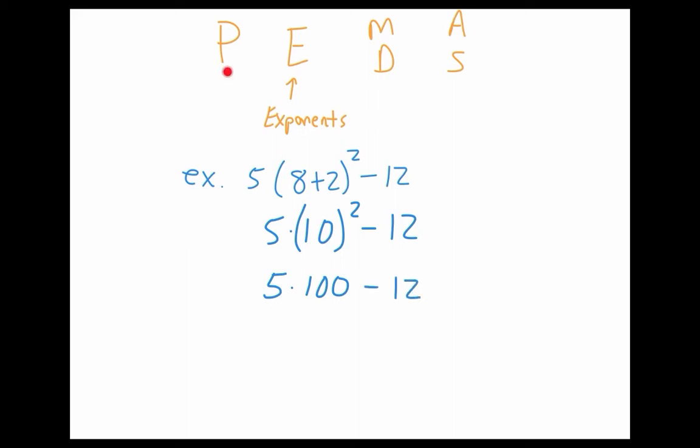So we did our parentheses, we did our exponents, now we multiply and divide. 5 times 100 is 500. Take away the 12 for a total of 488. Perfect, 488.